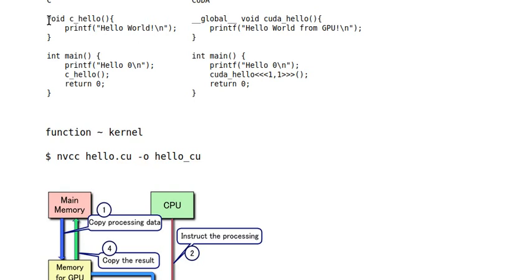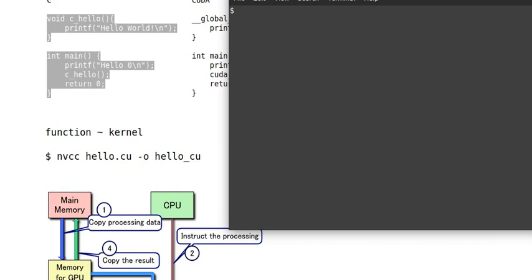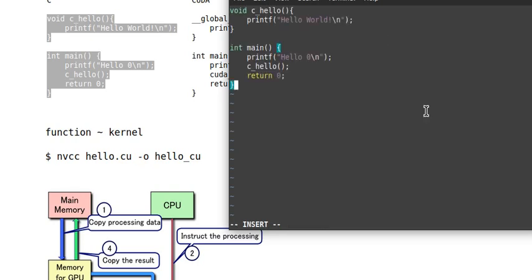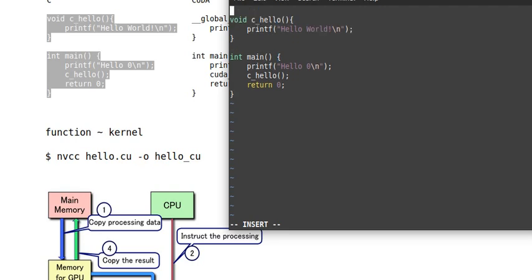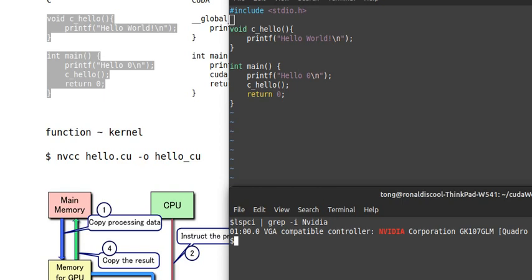Now, let's copy this, and compile and run it to see its effect. We call this source code hello.cpp. So we paste it. For this to work, we need to include the header stdio, the standard IO. We save it, and here we compile it.